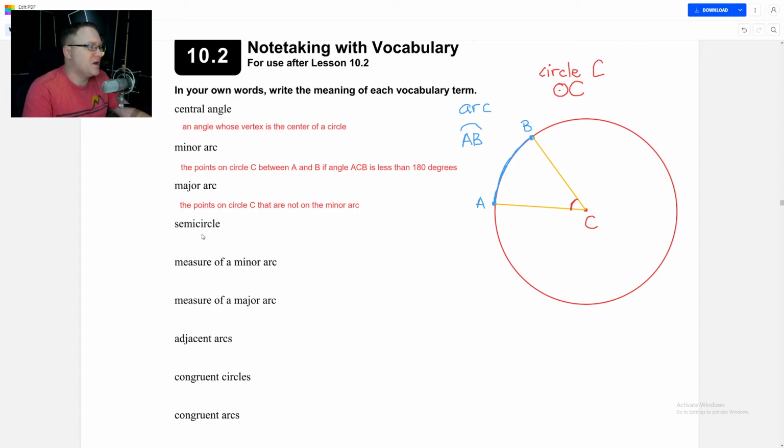Now, what is a semicircle? Let's write down the definition. A semicircle is an arc with endpoints that are on a diameter. Okay, so what does that mean?